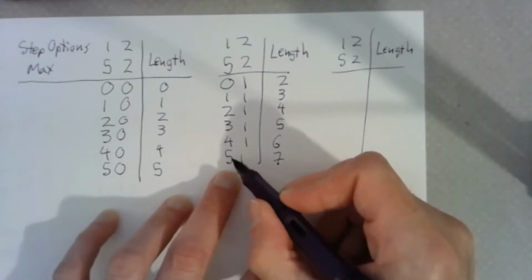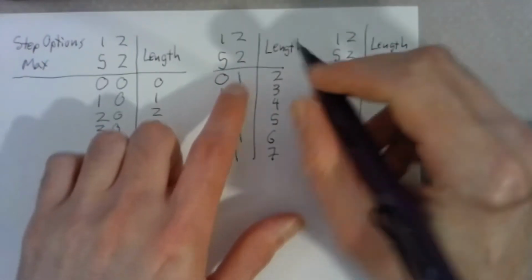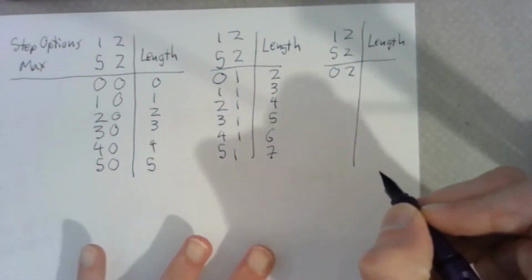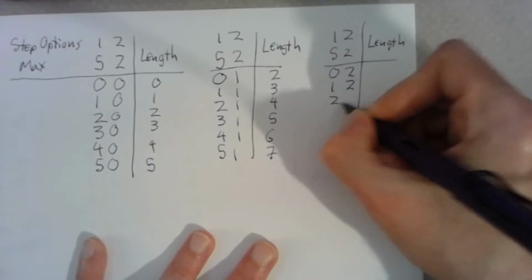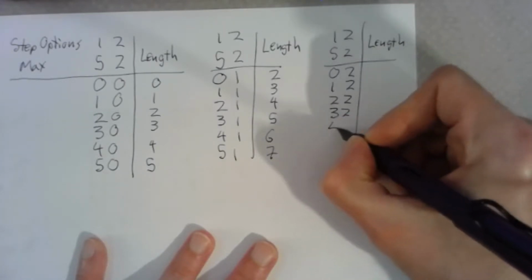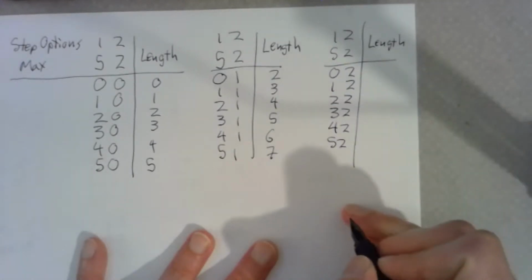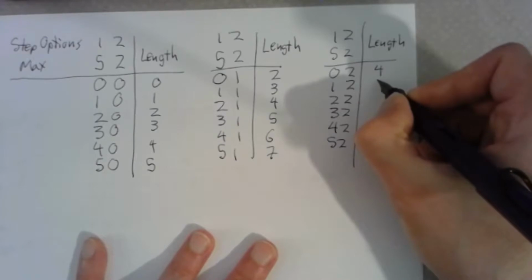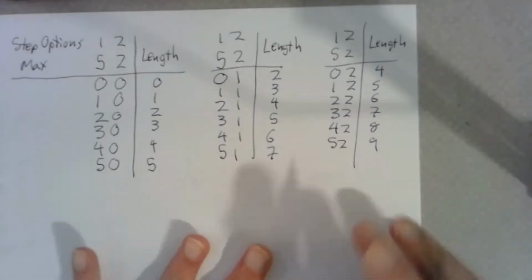So I'm going to again crash my 1s to 0, and then I'm going to increase my 2s by 1, so that would be 2, and then I'll just continue this on. So 1, 2, 2, 2, 3, 2, 4, 2, 5, 2, and then each one of these has a particular length. We'll start with 4, and then we'll have 5, 6, 7, 8, 9.